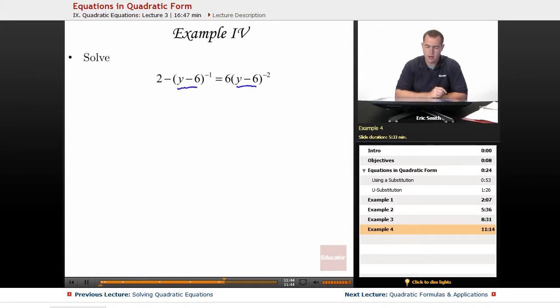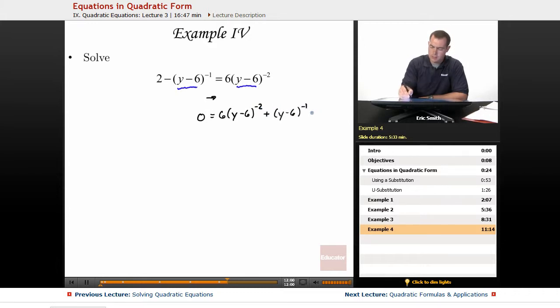Let's go ahead and get everything onto one side. I'm going to move everything over to the right side. So 6 times (y minus 6) to the negative 2. I will add a (y minus 6) to the negative 1 minus 2.